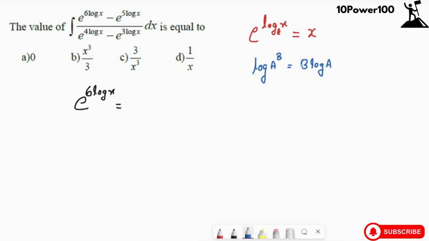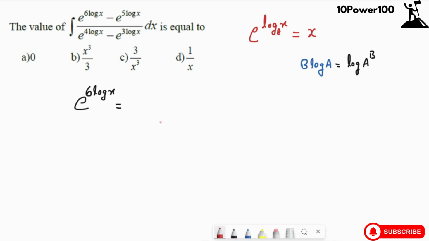A power b is equal to b log a. So this is one of the properties of log. Now imagine if I have b log a, that can be taken as the previous one. So it is log a power b. Yes, log a power b can be taken.